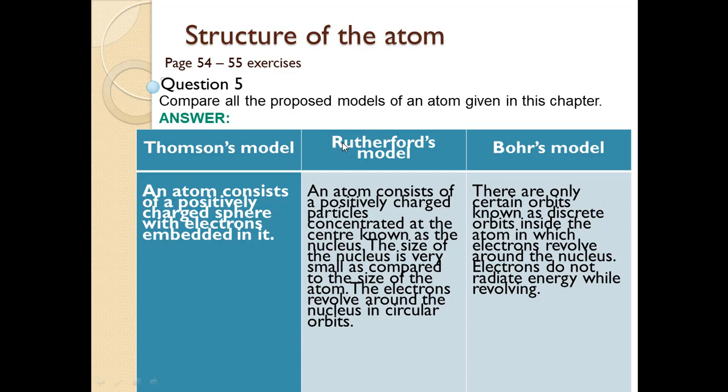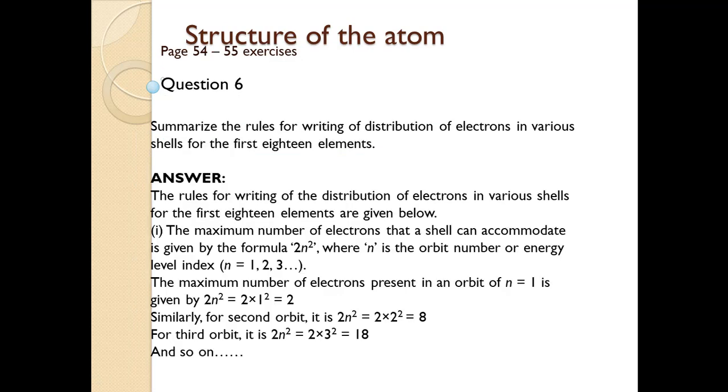And finally, we are moving to the last question of this class. Question number 6. Summarize the rules for writing the distribution of electrons in various shells for the first 18 elements. So there are 3 rules, isn't it? What is the first rule? The maximum number of electrons that a shell can accommodate can be found by the formula 2n square, where n is the orbit number. n can be K, L, M, N, etc. For example, in the first shell, K shell, n will become 1. So 2 into 1 square, 2 electrons can be accommodated in the first shell.